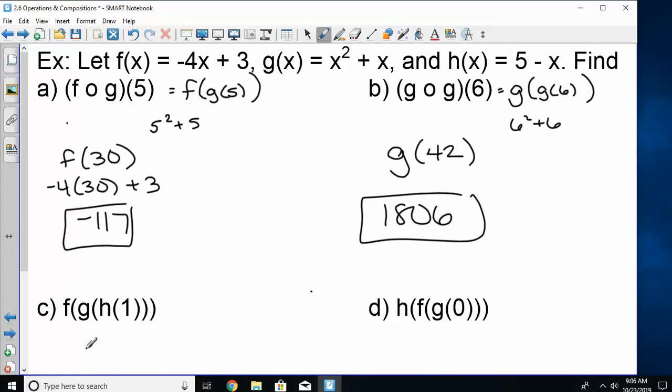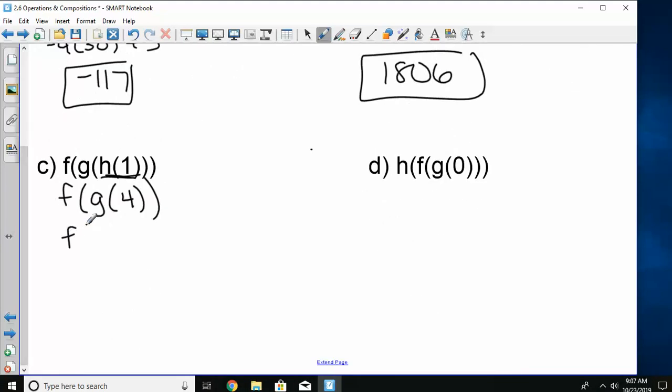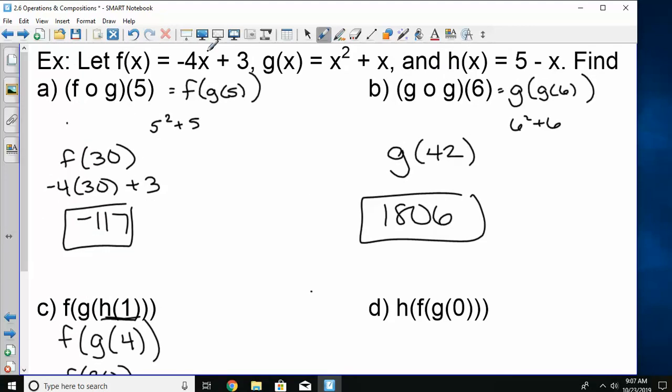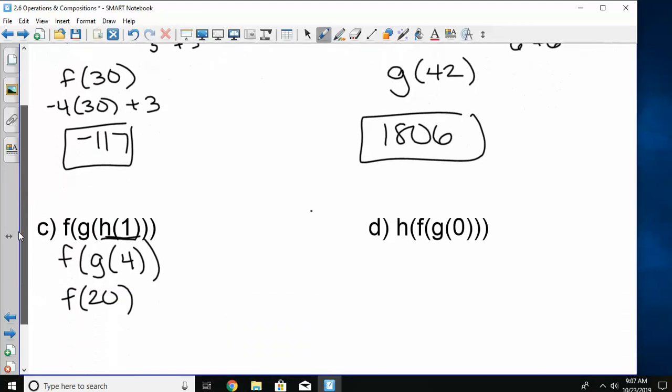The next few are asking you to do basically 3 things. So first you do h of 1. So if I plug a 1 into h, 5 minus 1 is 4. Then I do g of 4. So if I put a 4 into g, I get 16 plus 4, so 20. Then we plug a 20 into f, so negative 80 plus 3.